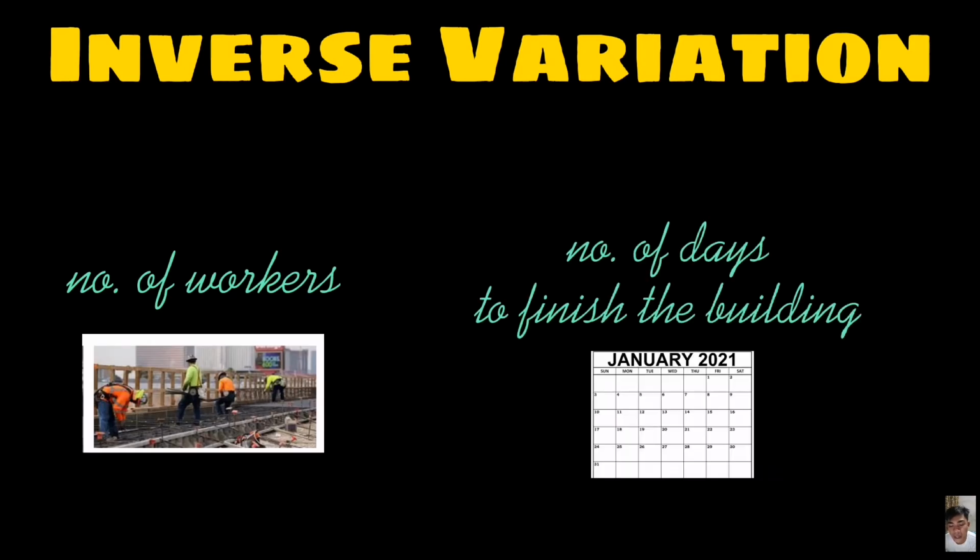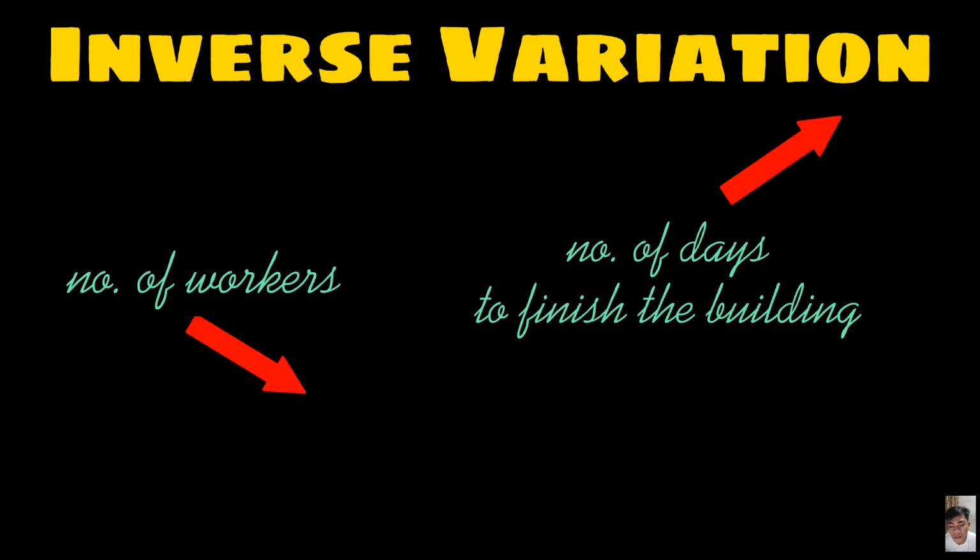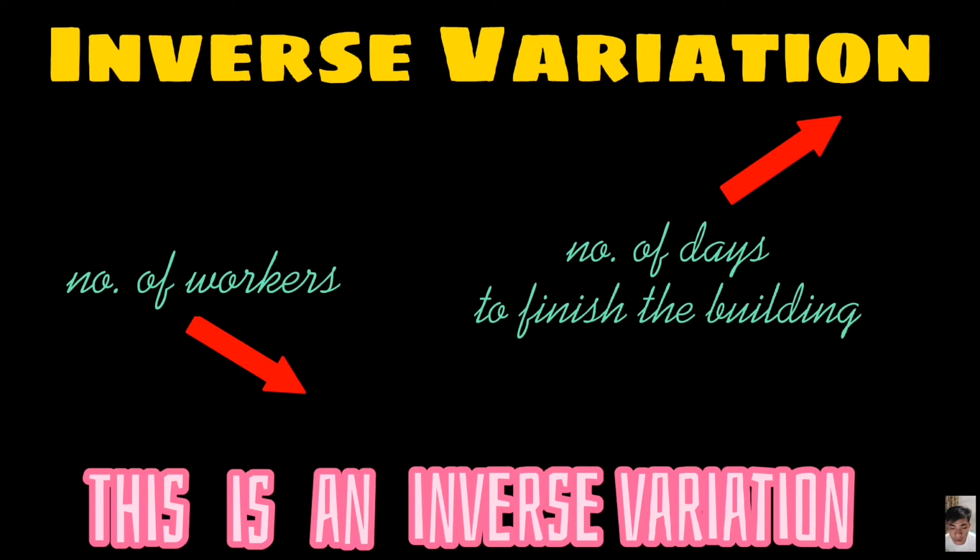Well, let us consider the number of workers and the number of days it will take to finish the construction of the building. The more workers you hire, the shorter the days it will take to finish the construction of the project. But the fewer the workers you hire, the longer the days it will take to finish the job. Now, if you observe, as one quantity increases, the other quantity decreases. On the other hand, as one quantity decreases, the other quantity increases. This is an inverse variation.